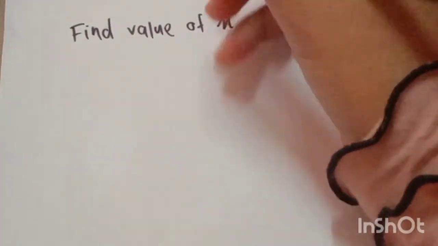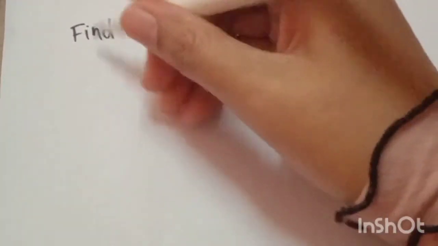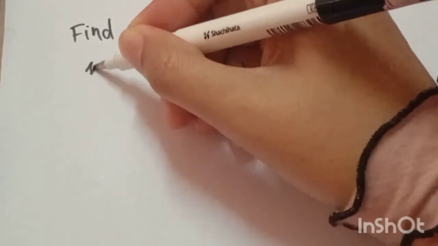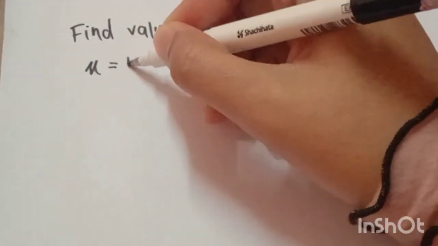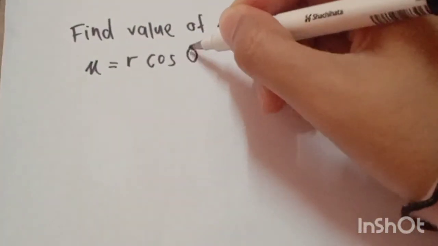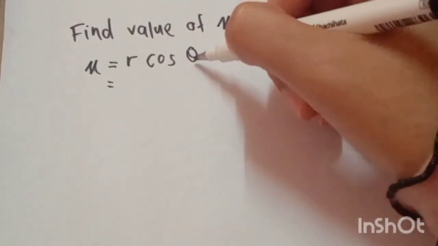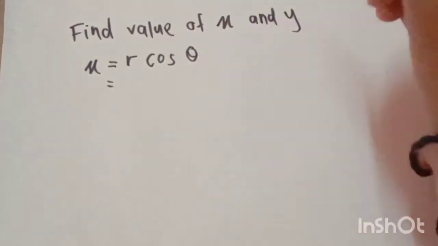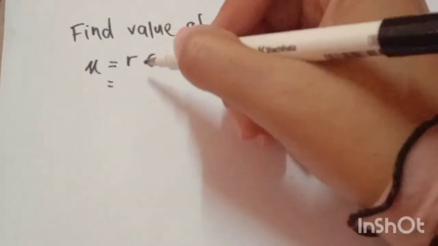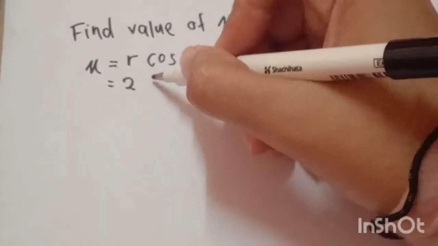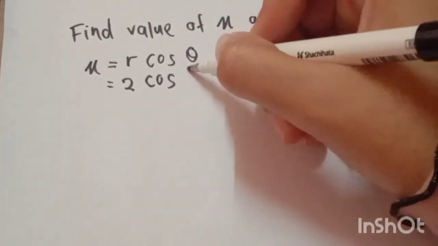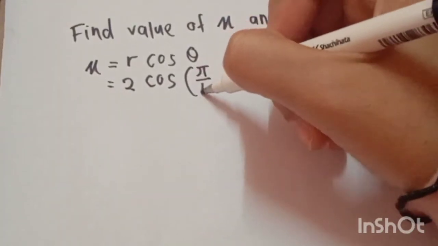Okay, how to solve it? Now we use the parametric equation x equals r cos theta. We now have the value of r and also the value of theta. Now we just substitute it. r is equal to 2, we write cos, and theta is equal to pi over 4.